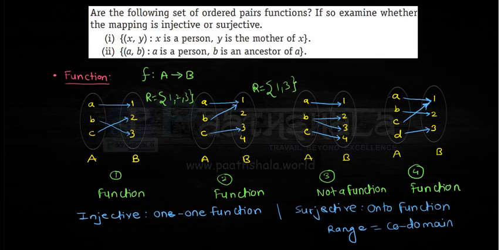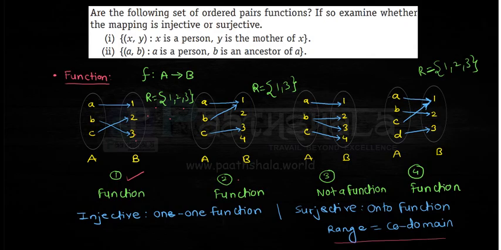In the fourth case, we can see 1, 2, 3 all have pre-images in the domain set. So here the range is 1, 2, 3. But now we need to check whether the range is equal to codomain or not. In this case, codomain is 1, 2, 3 and range is also 1, 2, 3. It means that range is equal to codomain, so the first one is an onto function, that is a surjective function. Surjective means range is equal to codomain.